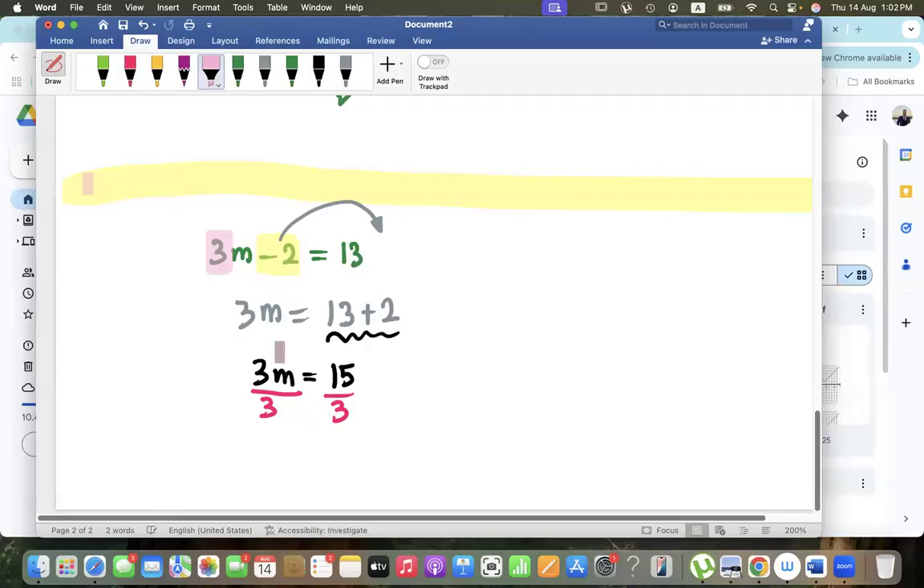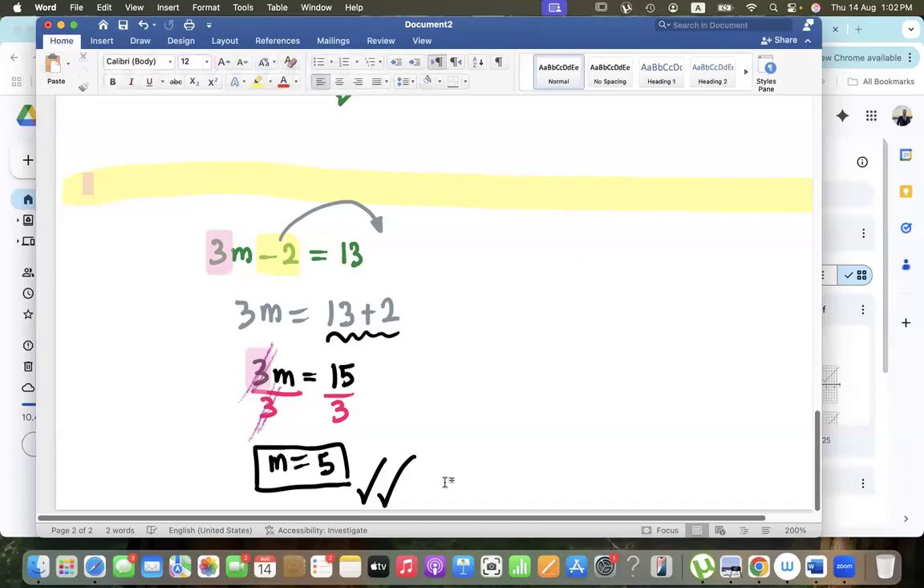Then I will do division by 3. Why did I do that? Because the coefficient here is 3, and 3 means multiplied by 3. So I will do the opposite, the inverse operation, which is divide by 3. When I divide by 3 on both sides, m is equal to what is the answer of 15 divided by 3? Yes, it is 5. So the answer in this case is 5.